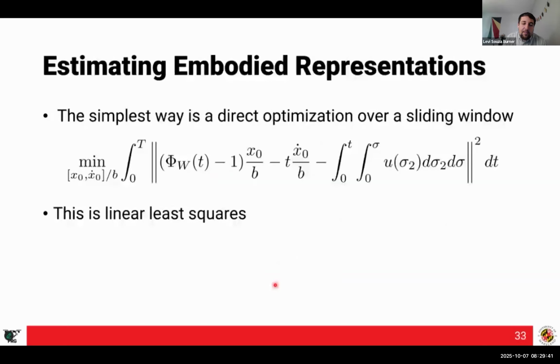And this is the kind of optimization problem you get when you try to optimize for these things. It looks complicated, but it's just linear least squares. If you have questions about that, we can discuss later.